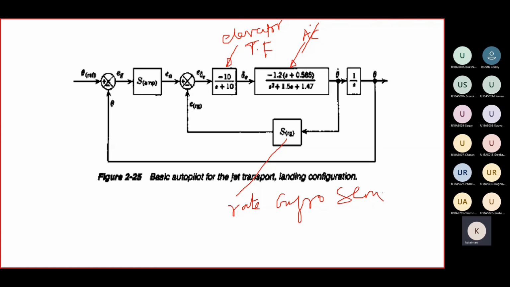This is your basic autopilot for a jet transport. It will automatically sense the deviation, and based on that, the voltage signal produced by the amplifier will initiate the elevator deflection. The elevator will be deflected, and then we will get the desired pitch angle. So today we try to sketch the root locus for the inner loop of the basic autopilot in the landing configuration.